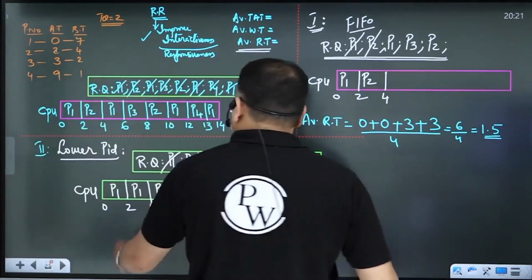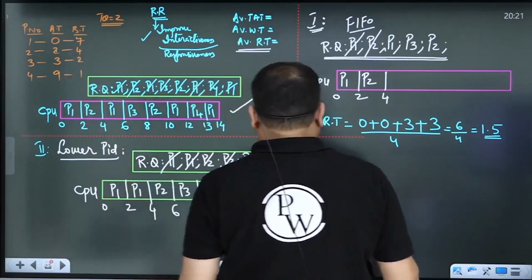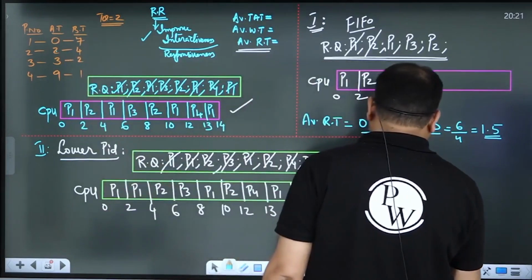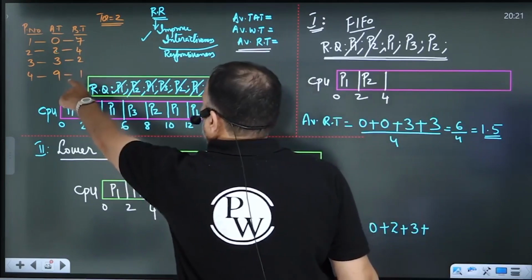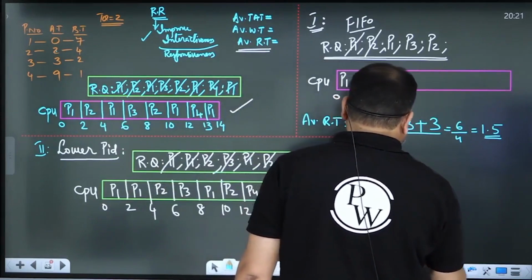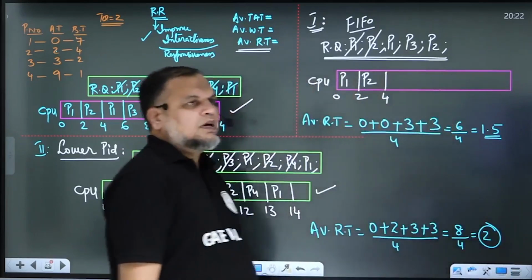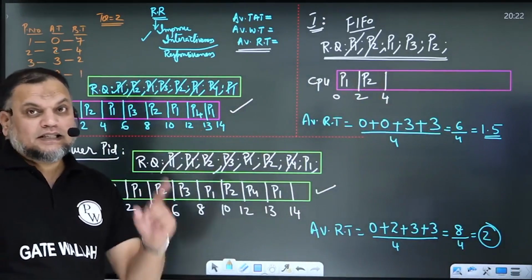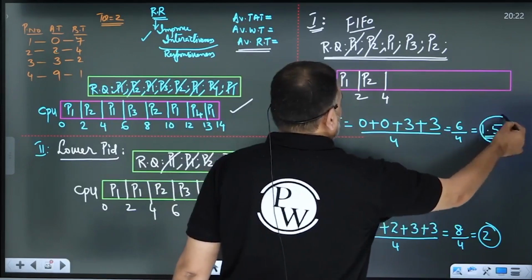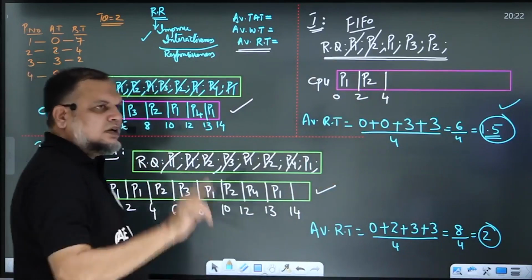Second case, P1 0. P2 came at time 2, got scheduled at 4, so 2 units. P3, 3 to 6, so 3 units. P4, 9 to 12, again 3 units. 8 by 4, 2 units. So that is what I said. I said the same thing. Remember, this is much more responsive. 1.5 is better responsive. Response time is less because we have given the chance to P2 first, not P1.